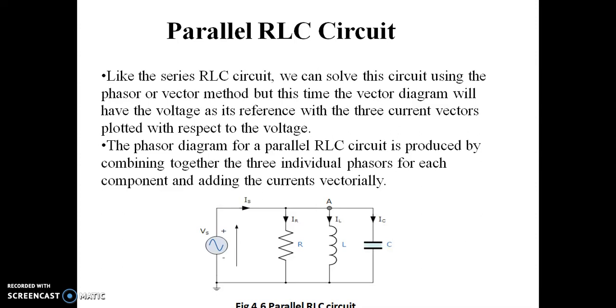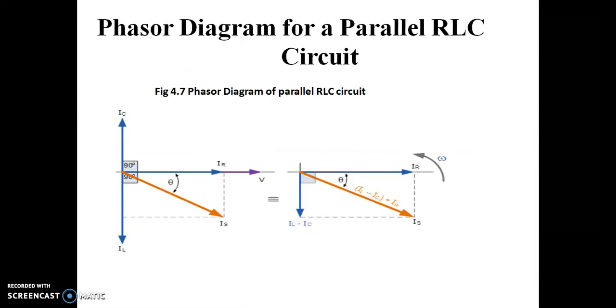So as the voltage is the same across the resistor, inductor and capacitor, the voltage Vs will act as a reference vector, and the currents IR, IL and IC will be plotted according to this reference vector. And then the resultant of vector IR plus vector IL plus vector IC gives vector IS, which is the total current flowing through the circuit, and this will be plotted with respect to the voltage vector Vs.